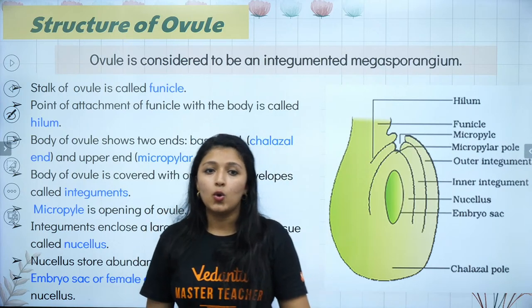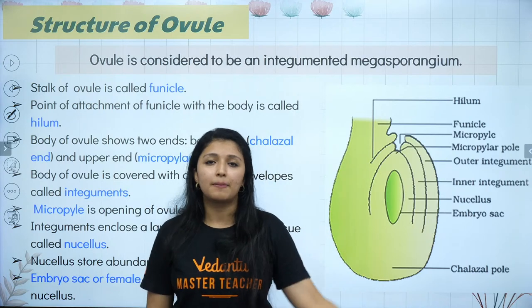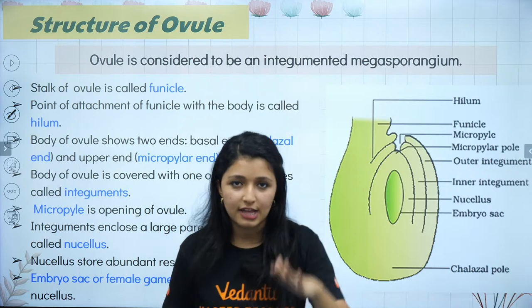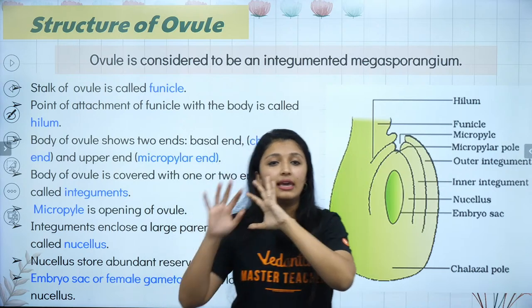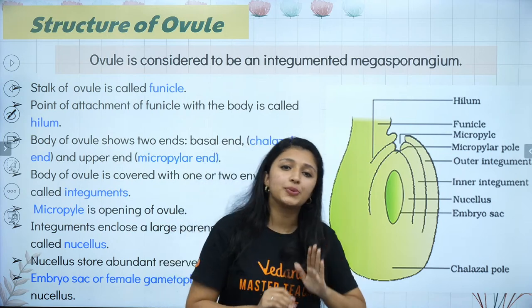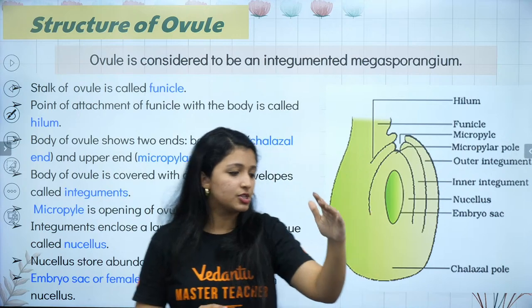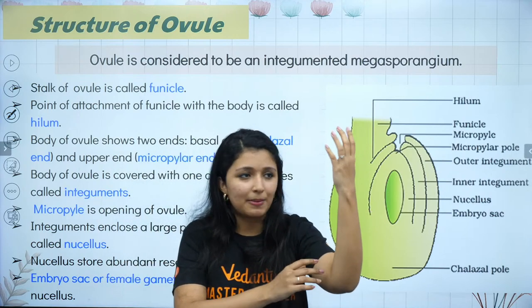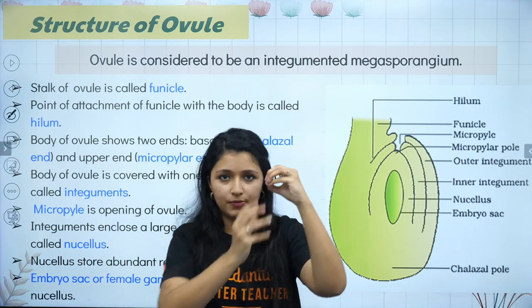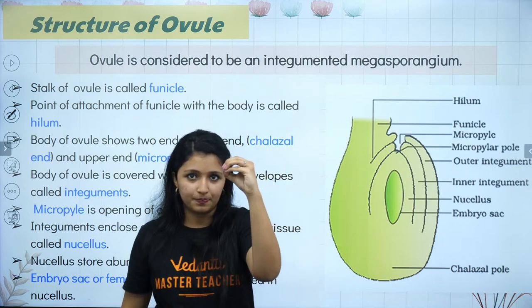Now, we all know there is the funicle, and the placenta is there. Placenta, funicle, hilum, and then the integuments, and inside we have the structure. The best way to learn that is using your arm. I always teach this to the students. So imagine this is the ovule. My hands, my fingers here, are forming the ovule.